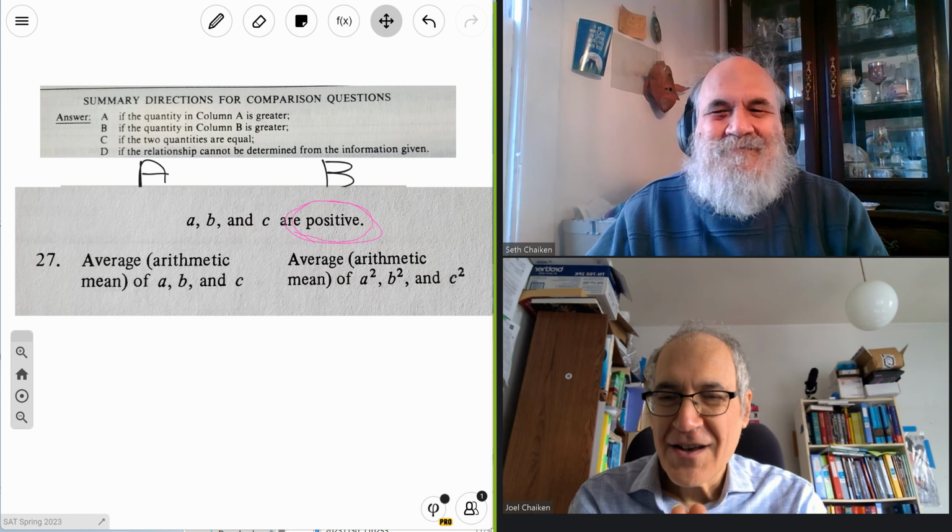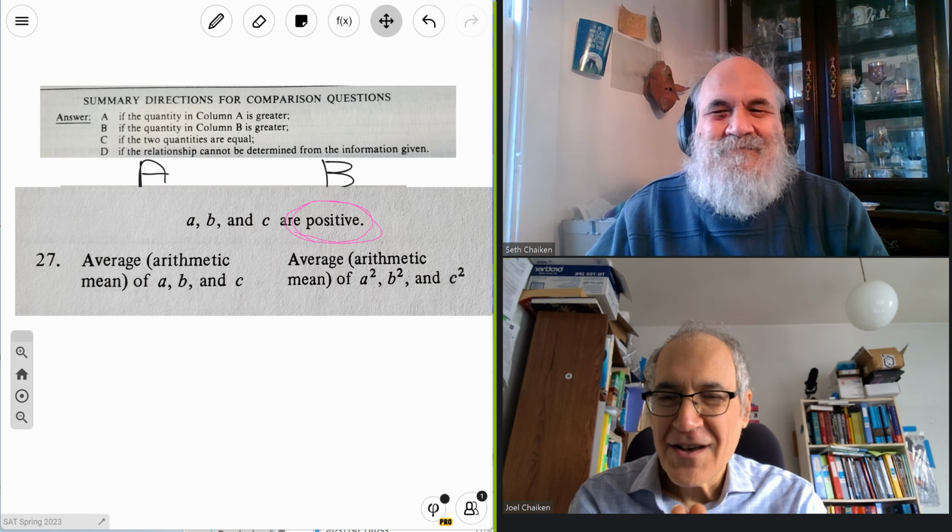Okay, the average, the arithmetic mean of A, B, C. Okay? The average, the arithmetic mean of A squared, B squared, and C squared. Wait, I have to annotate. This is A plus B plus C divided by 3. And this is A squared plus B squared plus C squared divided by 3. They're both positive, so they're all greater than 0. One would think that column B is always going to be bigger.